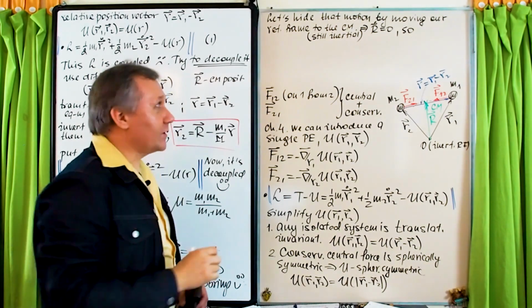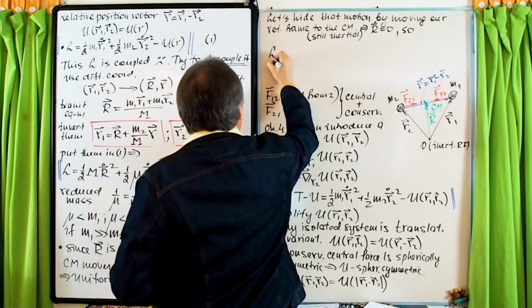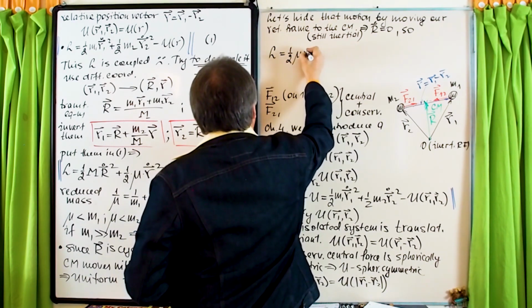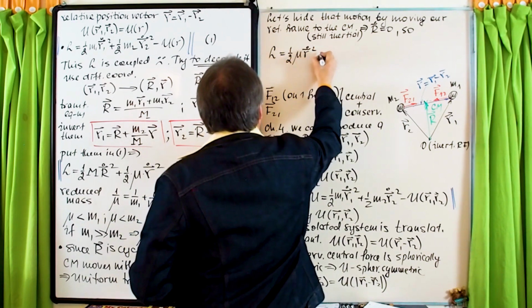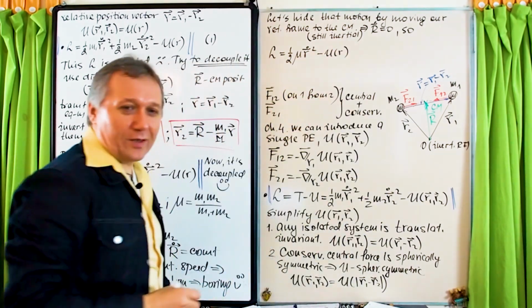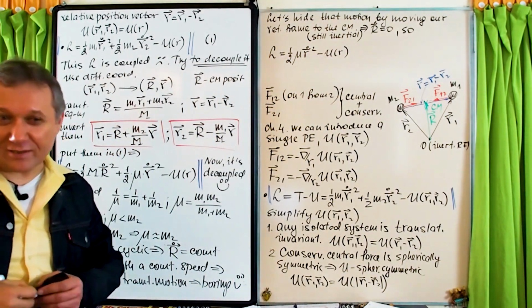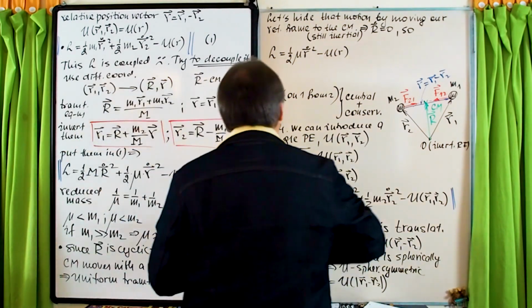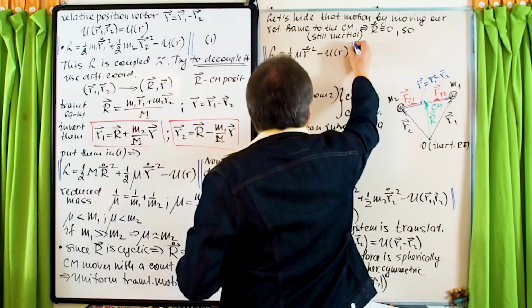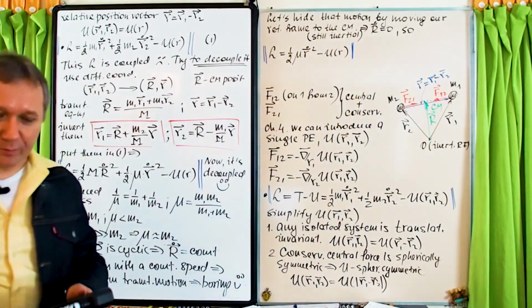Okay, so as a result, the next form of the Lagrangian will be L equals 1/2 mu r dot squared minus u as a function of r. Okay, much better, easier. Right? But again, it's still not the final form. So as a result, I will just frame it slightly with blue.